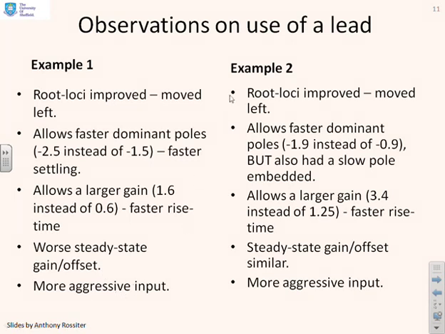For example 2, similar insights. The root loci were improved because they were moved much to the left. Your dominant poles were now around minus 1.9 as opposed to minus 0.9, although in this case there was also a slow pole, and you might want to look into that and see why that was the case. You were allowed a much larger gain, so again you can get a faster rise time. In this particular case, the steady state gain or offsets were similar, but once again you paid for the faster transients by using a more aggressive input.